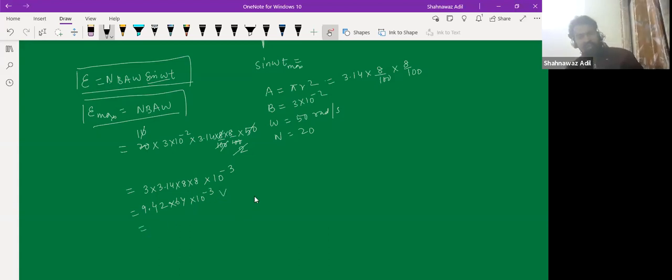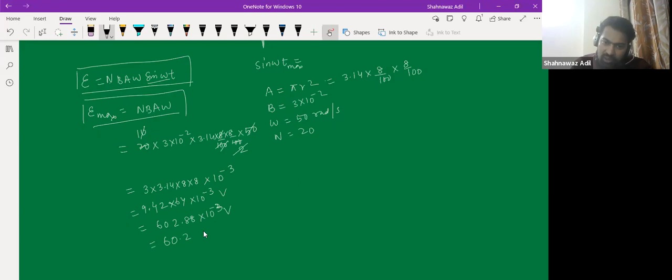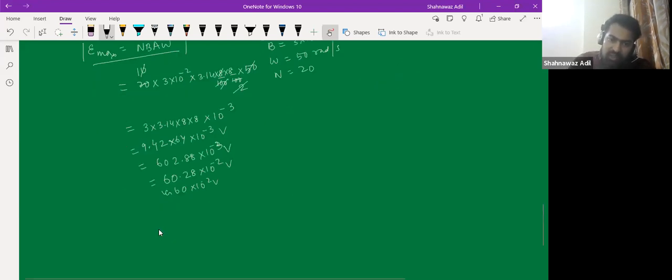How much is this? Let us use the calculator. 9.4 into 64 is 602.88 into 10 to the power minus 3. So we can write this as 60.2 into 10 to the power minus 2. So nearly this is 60 into 10 to the power minus 2. This is the maximum EMF.